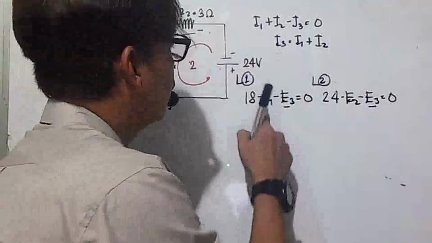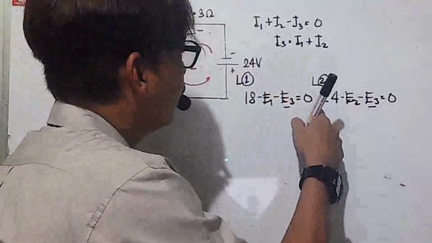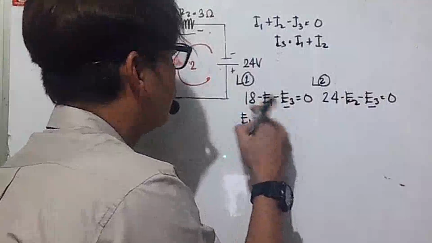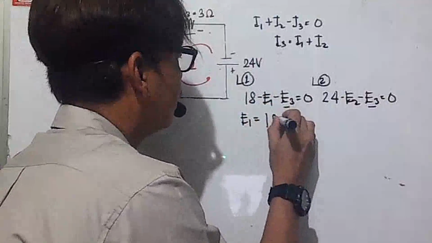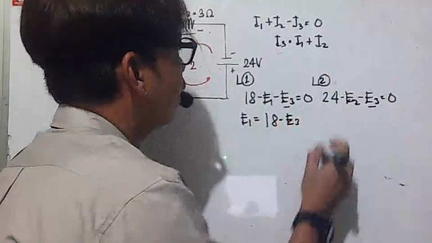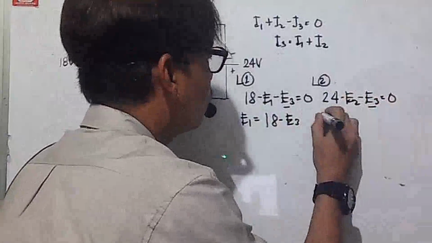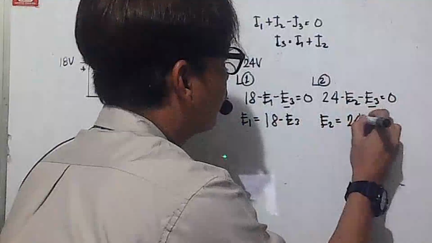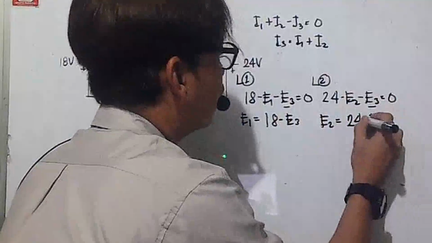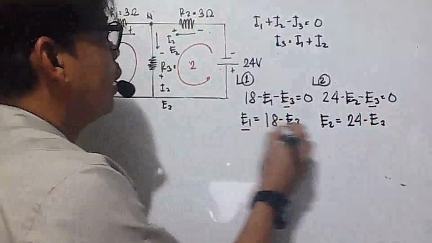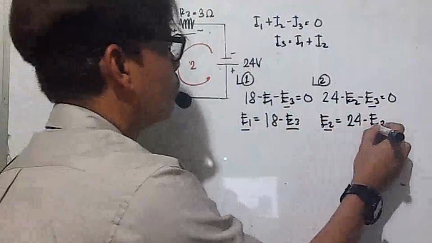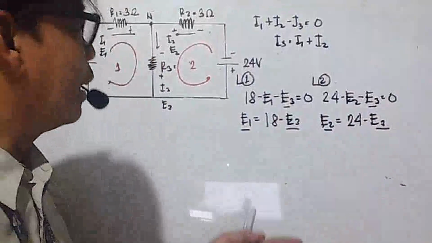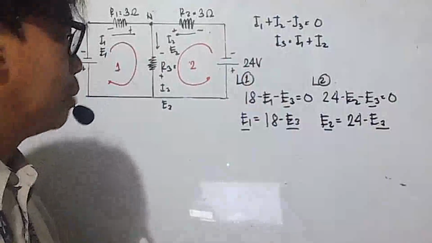For E1, transposing E1 here, negative E1 becomes positive. E1 is equal to 18, nothing changes here, minus E3. And here, transposing E2, E2 becomes positive. E2 is equal to 24 minus E3. So we could solve E1 in terms of E3 and E2 in terms of E3. So only one variable is left in the equation that we can use.